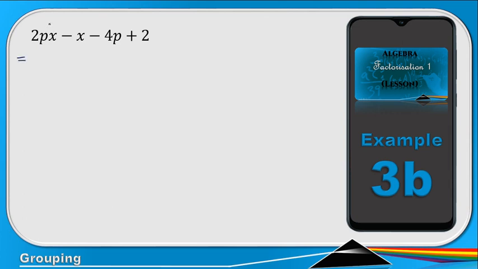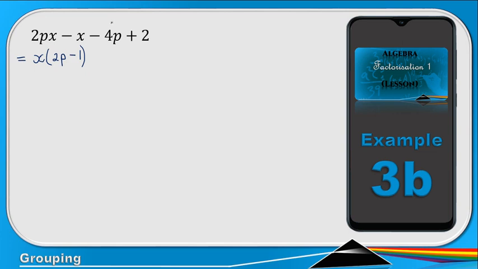So if we do grouping, we first look at the first 2 terms, okay? And then what is common from this term and this term? I can see that there's an x on both. So if I take out an x and open my bracket, I'm left with 2p minus, and then if I take this x out, I'm just left with 1. Okay. And then over here, I've got minus 4p plus 2.